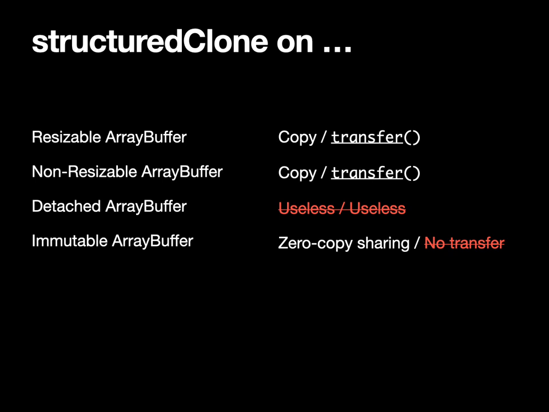Doing structured clone, here's the interesting part, on an immutable array buffer can do zero copy sharing of the data. It will create a new array buffer as a new object with a new object identity, but it can directly share the same underlying data if the implementation is able to share that data between the communicating parties. And because it can't be detached, you can't transfer it, if we maintain the implied semantics that transfer means that the original party loses it.